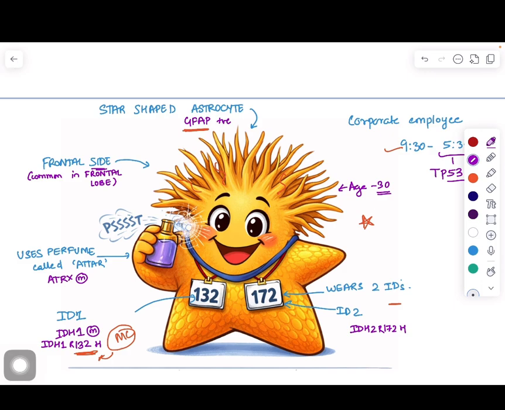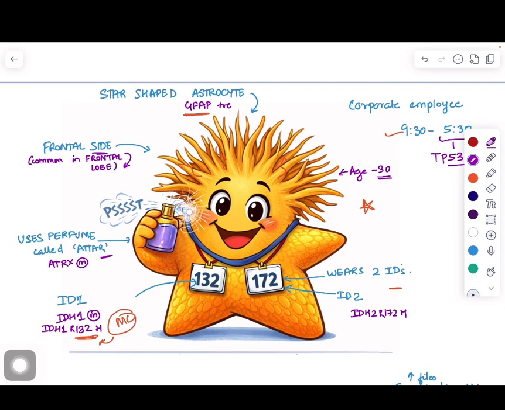So the front side stands for frontal lobe, which is the most common location for astrocytoma. The character is wearing perfume, as most of the corporate employees do. So perfume is called attar, and from that we are going to remember ATRX mutation. ATRX mutation is very important for astrocytoma. It is not there in oligodendroglioma.